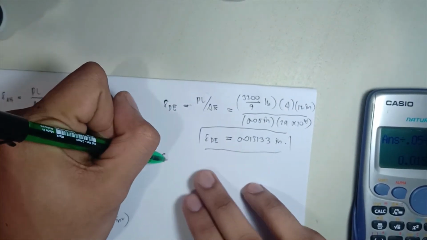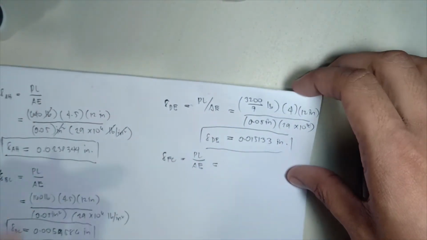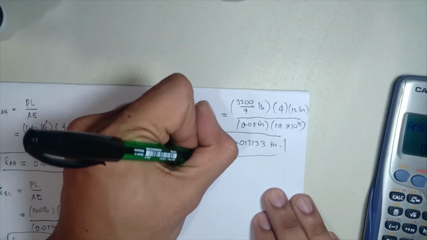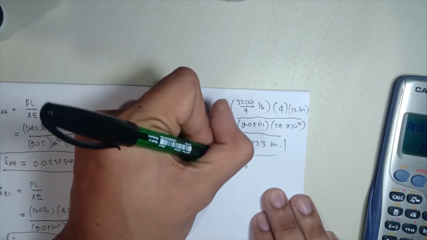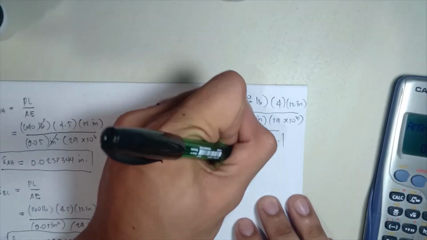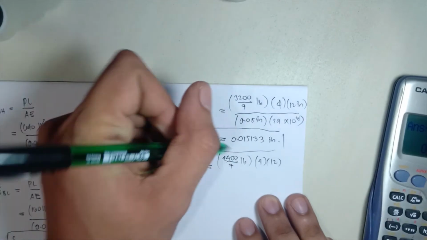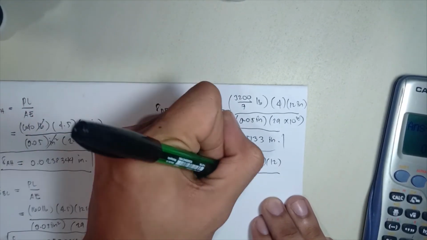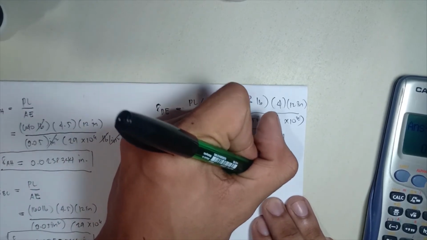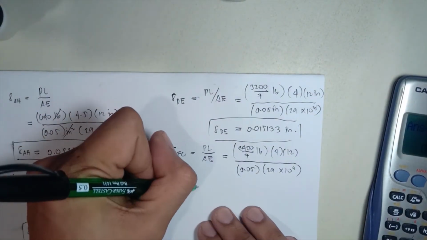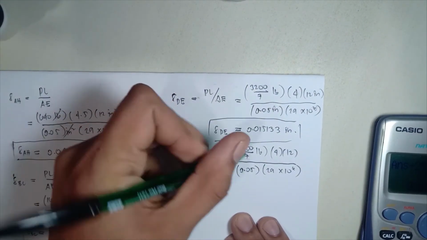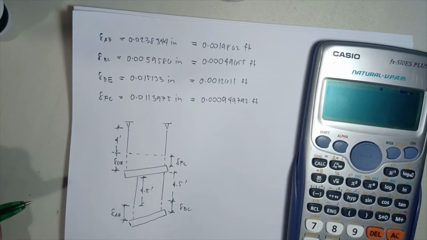Para naman sa FC, yung force para sa FC is 2,400 over 7, times 4 times 12 inch, over 0.05 times 29 times 10 raised to 6 or 29 million. Yung deformation of FC is 0.011349. So, nakuha natin guys yung mga deformations ng individual steel wires.